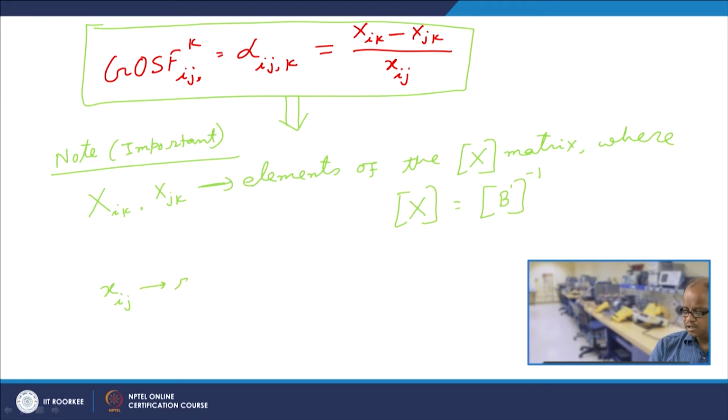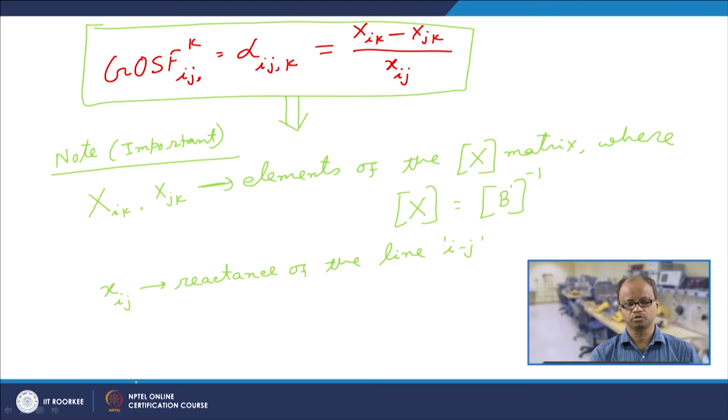Small x ij is the individual reactance of the line I j. This is very important to note. One should not be confused that capital X is also the reactance. These are the elements of the matrix X. These two are elements of the matrix X.